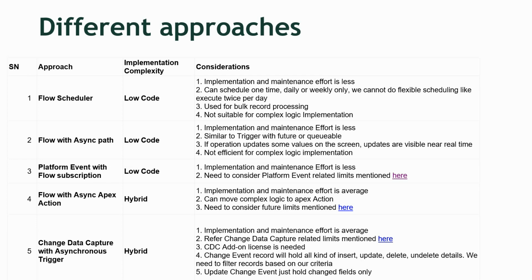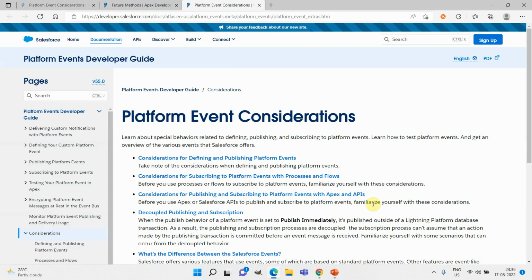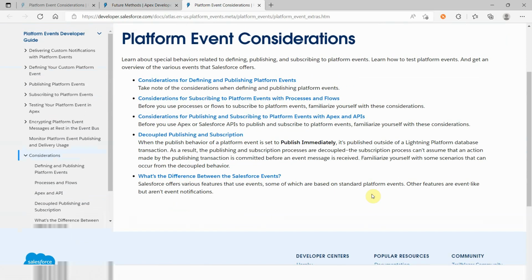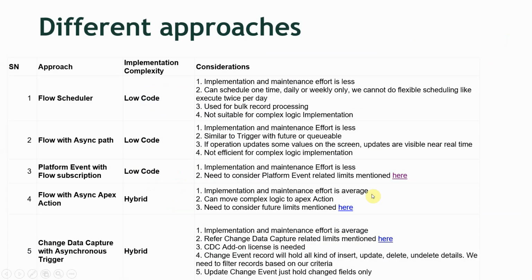When you're having some updates happening, you can fire a platform event, and this platform event can be internally subscribed, which is going to be an asynchronous operation, through flow or Apex. But here we are considering the flow subscription approach. So this is completely low code. You don't need to write any logic. The implementation and maintenance effort is less, but what you need to take care of is that there are some limitations associated with platform events. The details you can see here. So you need to be very careful about all the limitations of platform events before deciding on this as the solution.